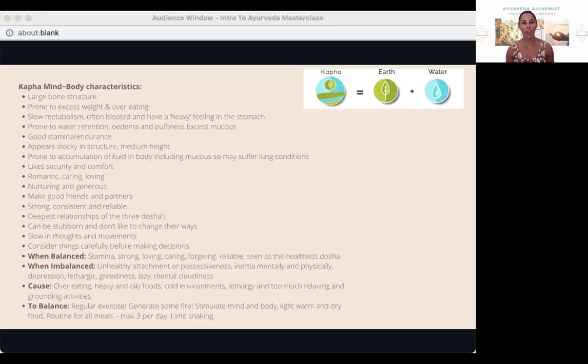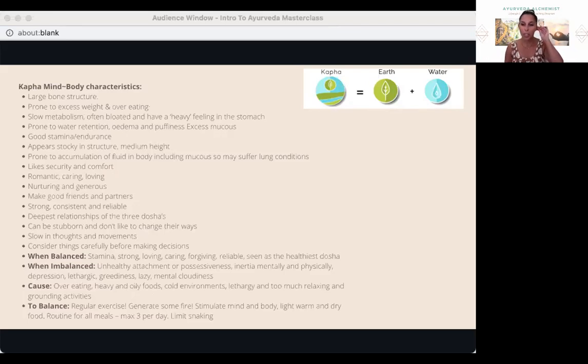So Kapha is the third dosha, and that is from the earth and the water element. They usually have a larger bone structure and they can be prone to excess weight and overeating. So they're quite earthy type of people. They often have a slower metabolism. They can become bloated, but it's more that heavy feeling in the stomach, not that big, distended, gassy sort of bloating that a Vata would have.